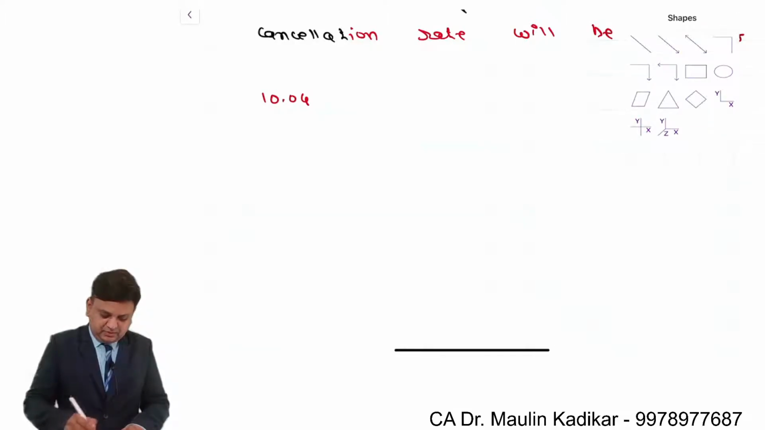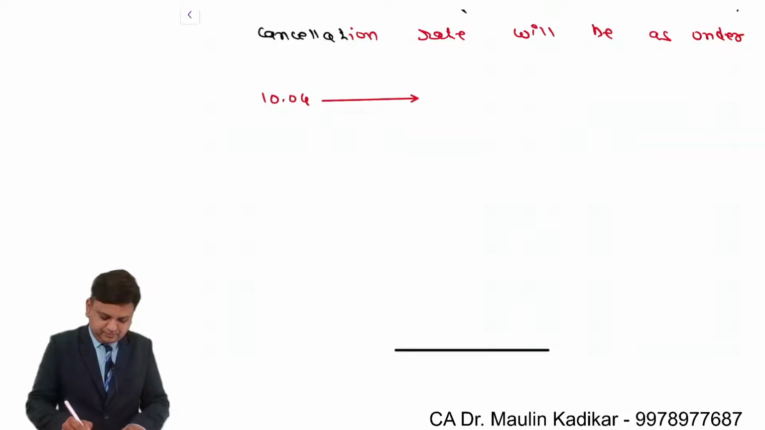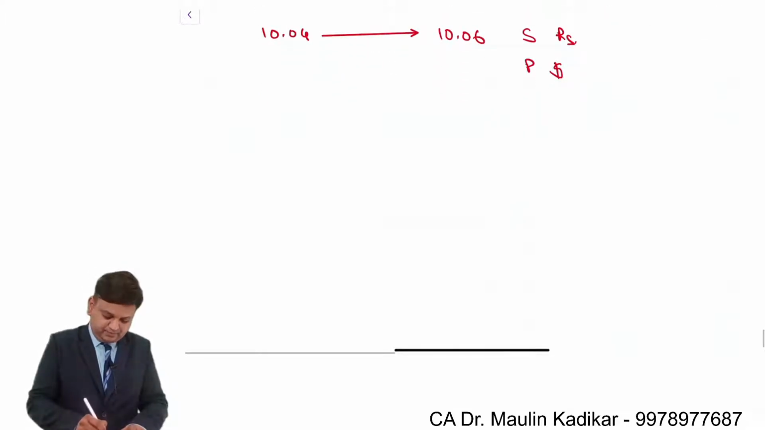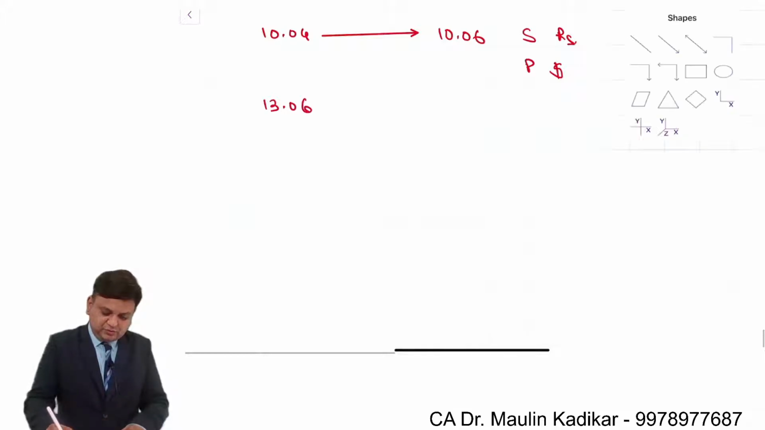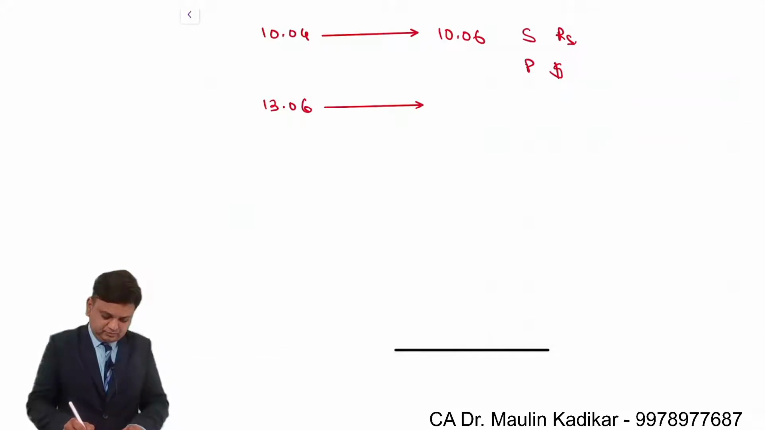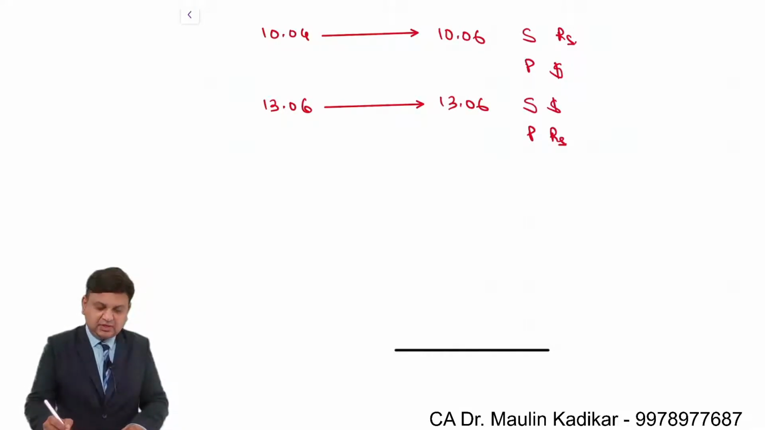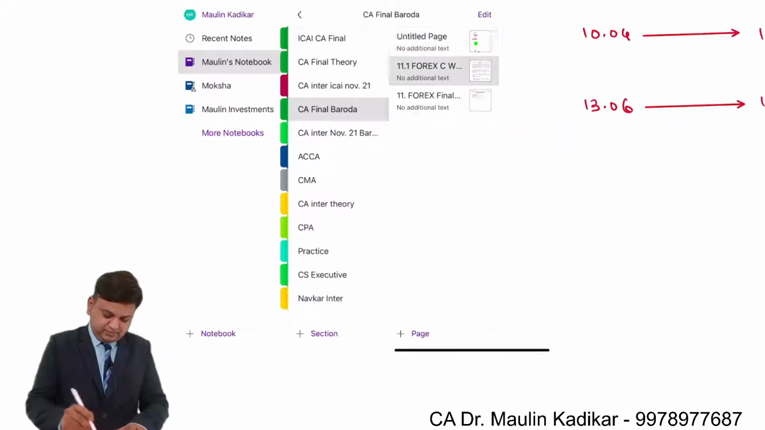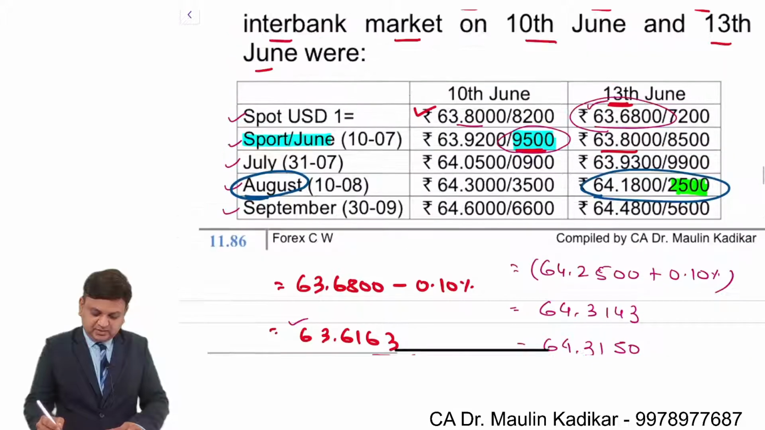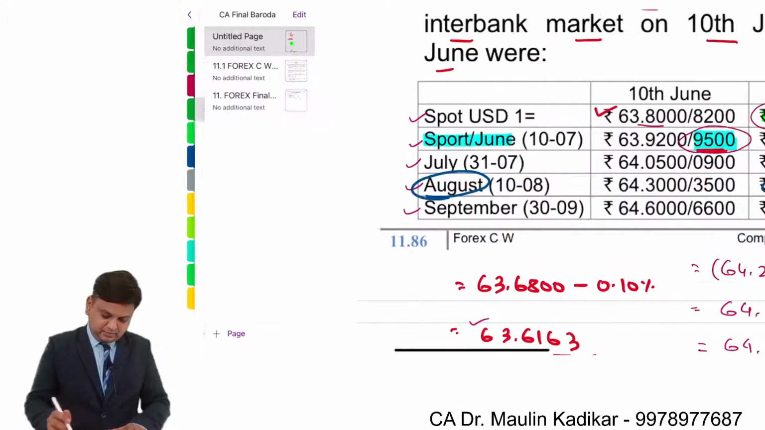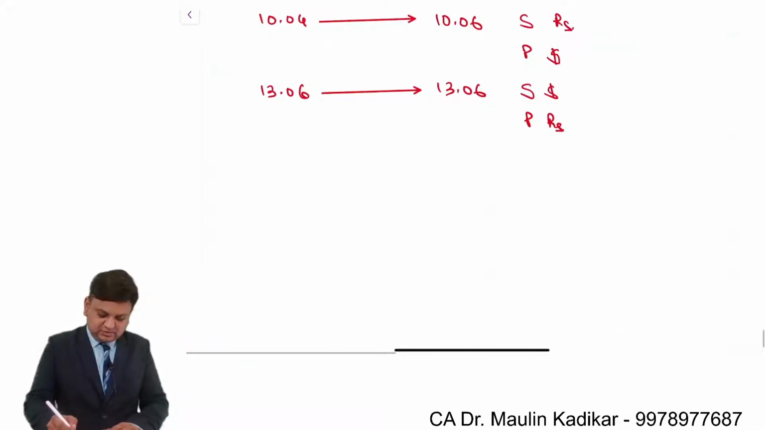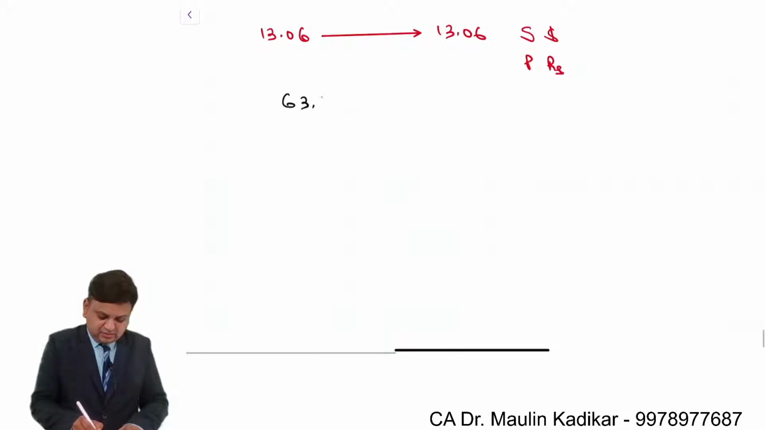So on 10th of April, for 10th of June, it was 7 rupees purchase dollar. So on 13th of June, spot transaction is 7 rupees and purchase dollar, and for that this rate is applicable, that is 63.68.